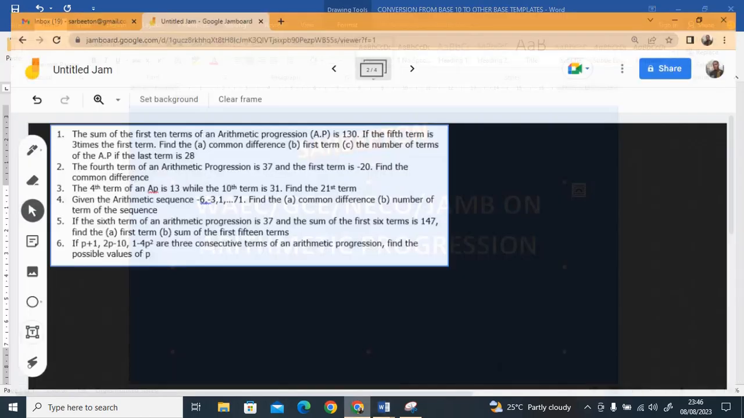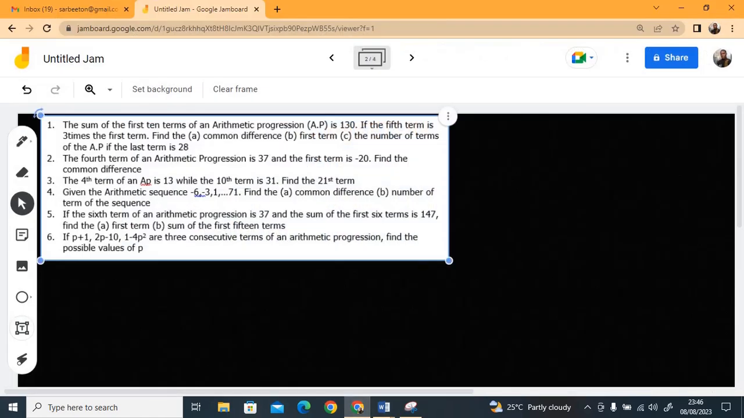I've put the question on the Jamboard, on the board here. So let's look at it. The first question states: the sum of the first 10 terms of an arithmetic progression is 130. If the fifth term is 3 times the first term, find the common difference, first term, and number of terms of the AP if the last term is 28. This looks a little bit tricky, but we will do it together.